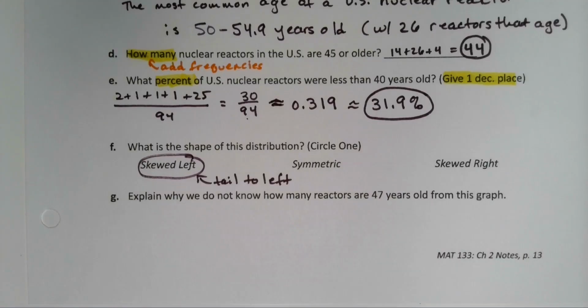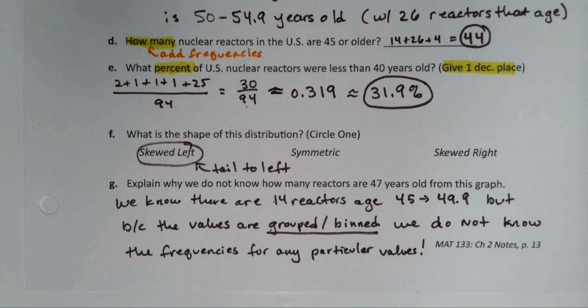All right, I'm going to write that up. Okay, what I just said: we know there are 14 reactors aged 45 to 49.9, but because the values are in groups or bins, we do not know the frequencies for any particular values. That's the downside to histograms. Histograms are great, but they do put things into bins, and sometimes those bins can make it hard to know any particulars of what's going on.